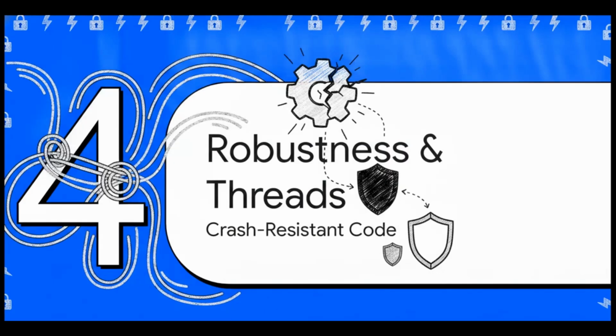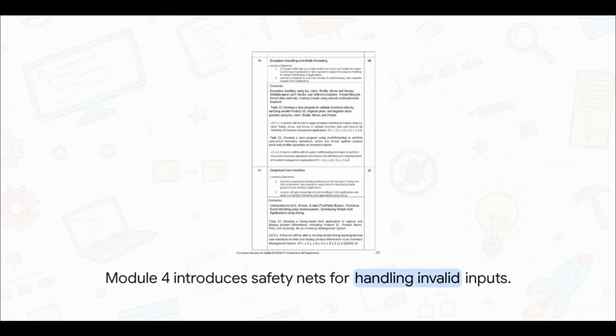All right, stepping into Section 4, Robustness and Multi-Threading. Module 4 is all about introducing the safety nets. Let's face it, users are totally unpredictable. They'll type in letters when you ask for numbers, or they'll try to enter negative prices. Task 10 specifically tasks students with using try, catch, and finally blocks to gracefully handle those exact kinds of invalid inputs. This is exactly how everyday code evolves into industrial-grade, crash-resistant software.